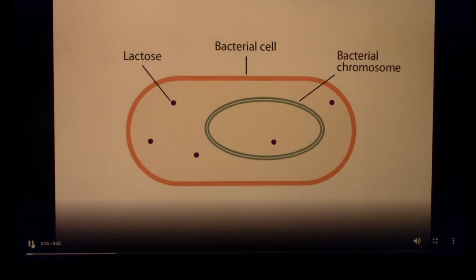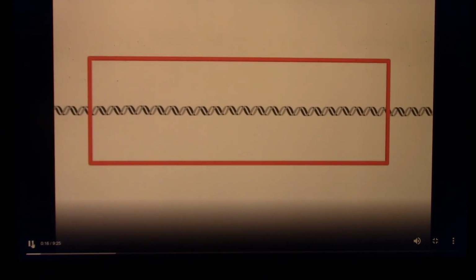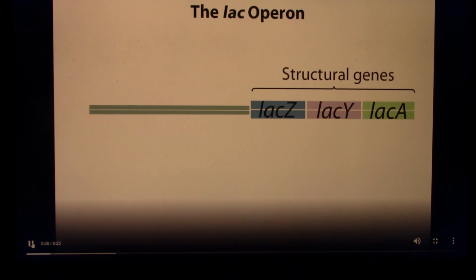To utilize lactose as an energy source, E. coli must produce the enzymes necessary for its metabolism. The genes for these enzymes are adjacent to one another on the bacterial chromosome and are transcribed together. A group of bacterial genes that are transcribed together is called an operon. At one end of the lac operon is a set of structural genes, LAC-Z, LAC-Y, and LAC-A, that encode the enzymes necessary for metabolizing lactose.